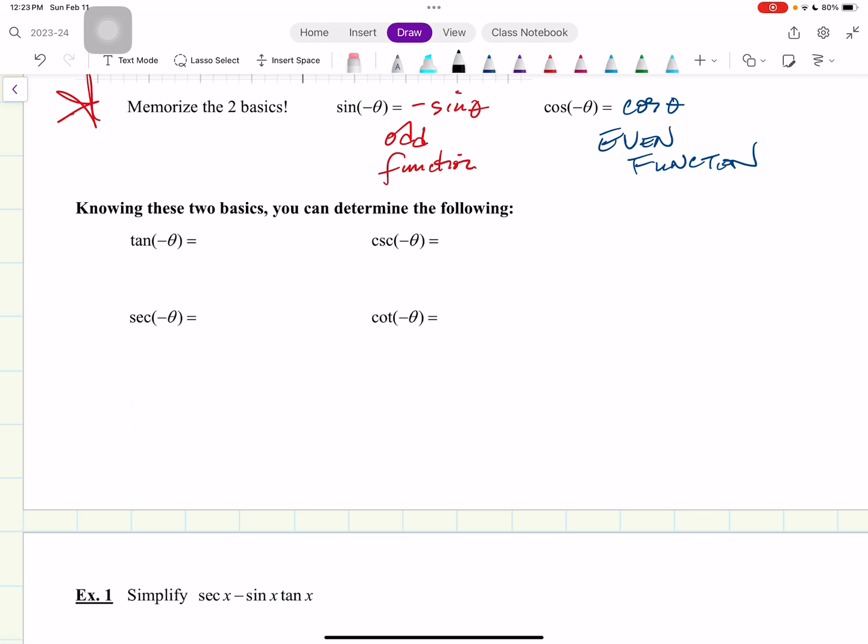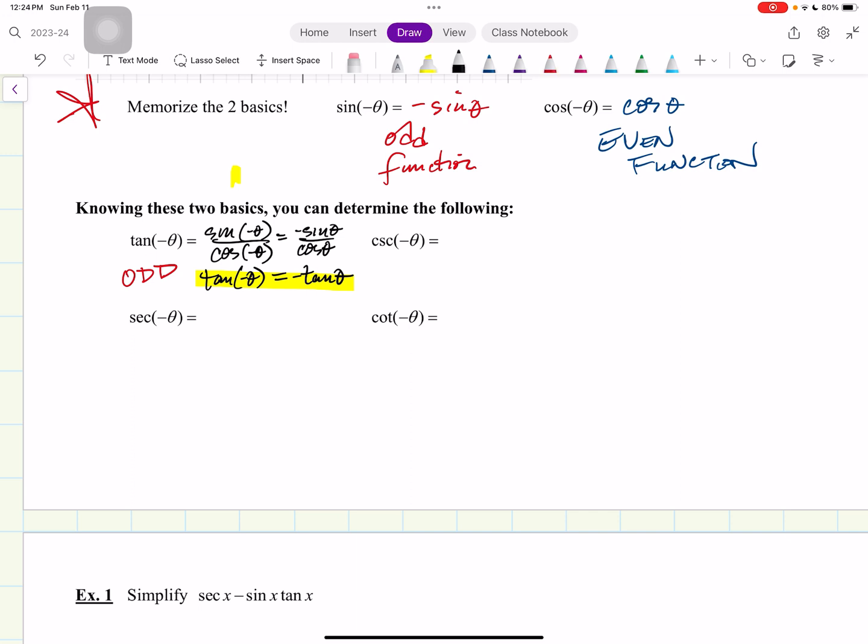So tangent of negative theta is the same thing as negative sine theta divided by cosine of negative theta. And by the definitions that we just posed above, this is equal to negative sine theta divided by cosine theta, which is equivalent to negative tangent theta. So I know that tangent of negative theta equals negative tangent theta. Look at that, which means tangent theta is an odd function.